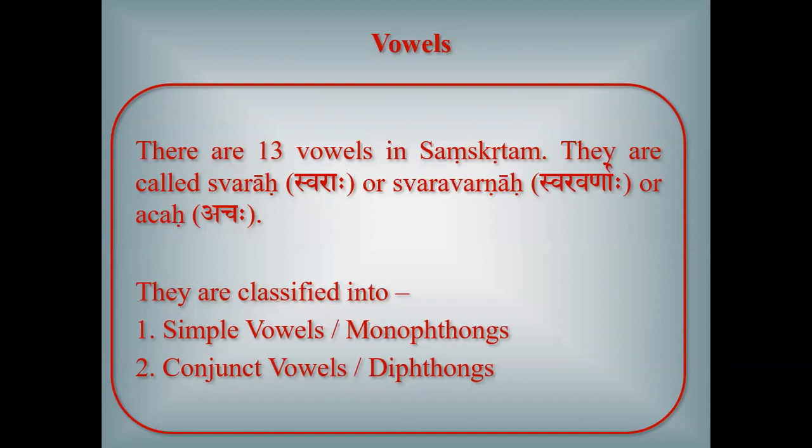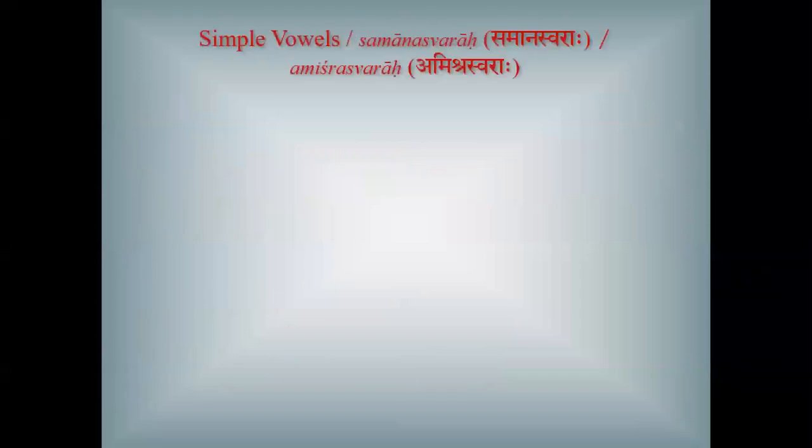Why is it classified like this? It has a reason. First, we will see simple vowels, and then I will tell you the reason. When we see the conjunct vowels, the simple vowels are called Samanaswaraha. Simple vowels are called in Saṃskṛtam Samana Swaraha. Another name is Amishra Swaraha. So Samana Swara or Amishra Swaraha. So what are they? First letter is A. A is the first letter.